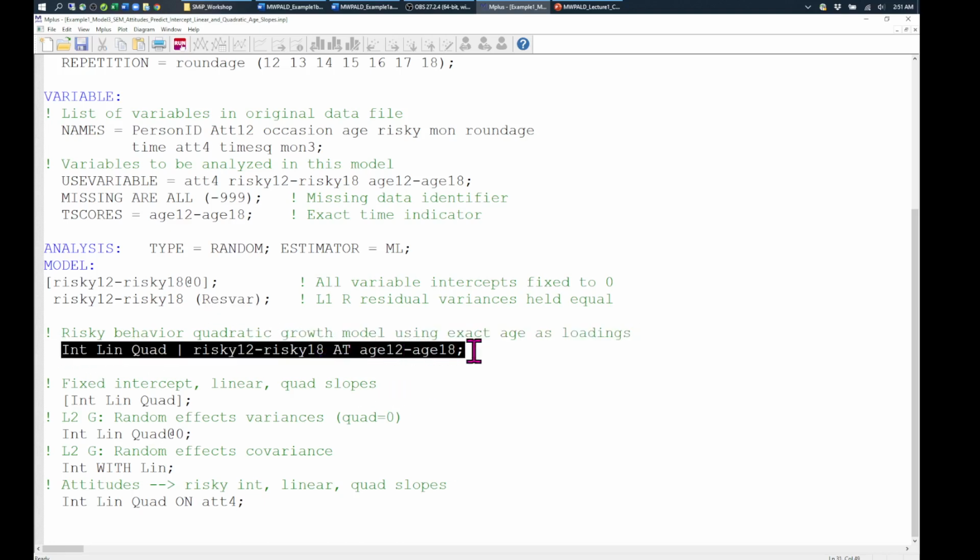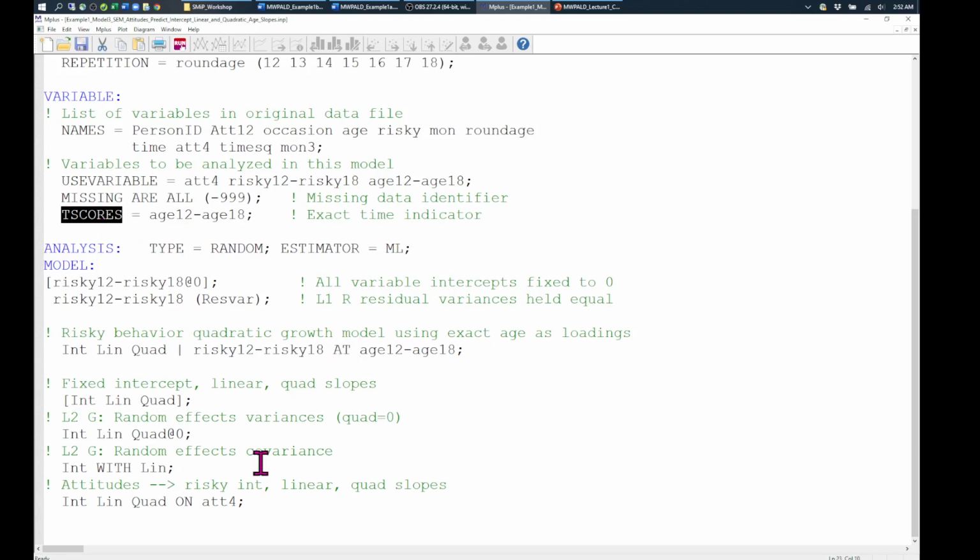Then this line right here does the work of setting up 3 separate latent variables. And this is a shortcut syntax that you can use when we have exact age like this. We have intercept, linear, and quadratic. The bar then is defining how they're going to be measured by observed variables. So these are my outcomes. At is the keyword that allows t-scores to be invoked. And so then these are the factor loadings.